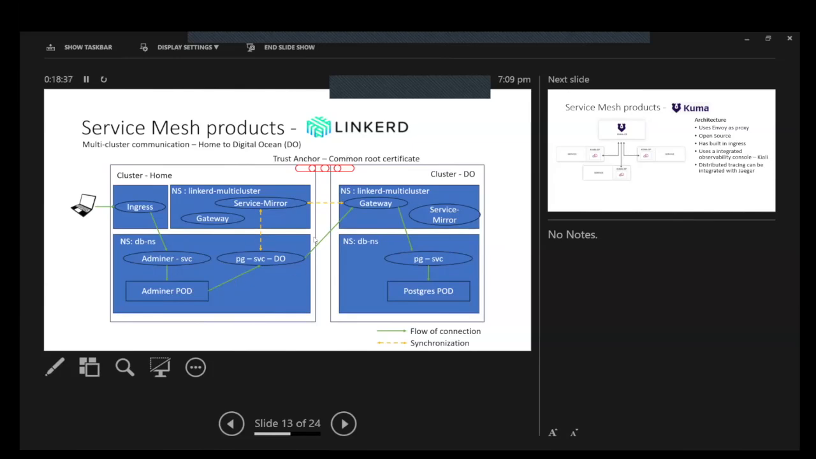How does it connect out? The service mirror feature is specific to Linkerd. Every vendor does it differently. We'll see that in action in the demo. So we'll come back to this when we're showing the demo. I'll look at it again. Let me go to the other one.